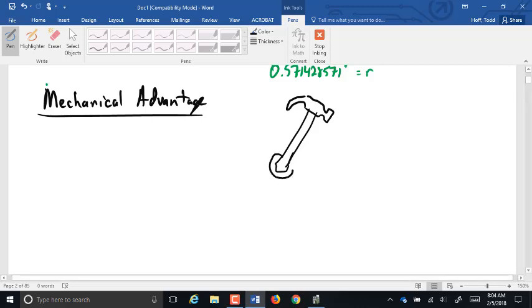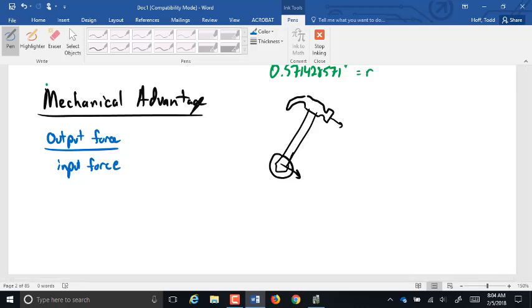You move your hand at a slower speed with a greater force. The head has less force, greater speed. So mechanical advantage is output force to input force. Most of the time, that mechanical advantage has to be larger than one. You're getting out more force than you're putting in. The loss is speed or distance.